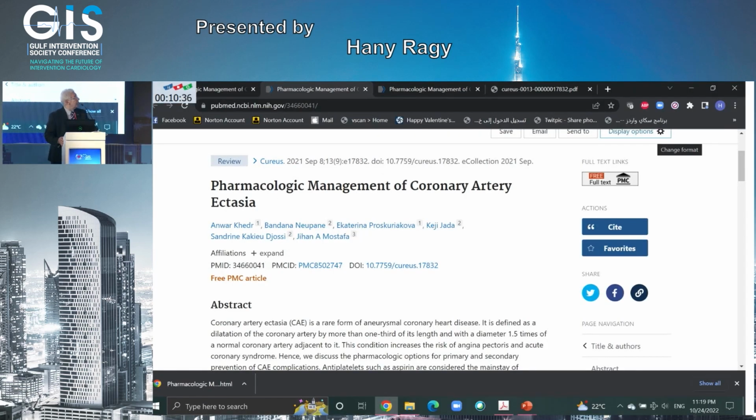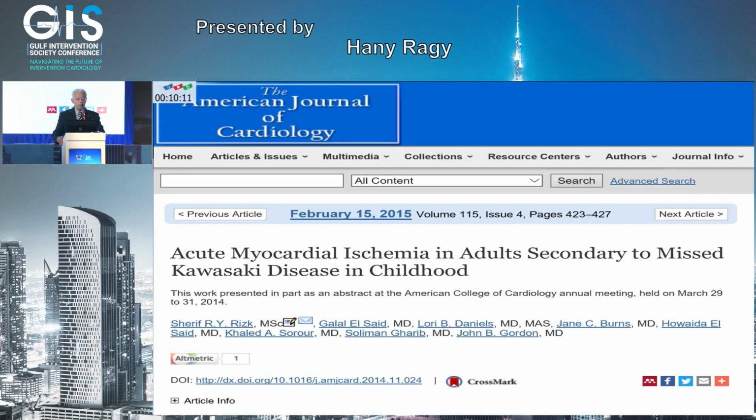I would strongly recommend that you take a picture of this slide and read this paper on the pharmacologic management of coronary artery ectasia by Khidr and colleagues, because it describes a lot of pathological origins of ectasia and also some excellent tips on how to manage those patients medically, with a lot of definitions and nice diagrams. This is the paper which was published in the American Journal of Cardiology by Sharif Riz, Galal Saeed, and their colleagues, and many of the cases I'm going to show today are from the series in this paper.